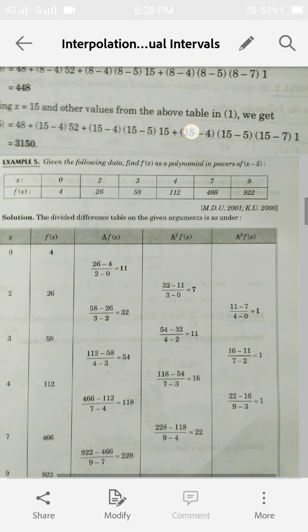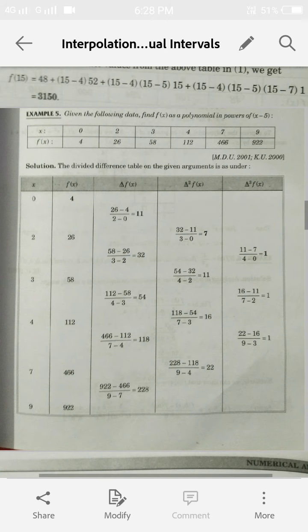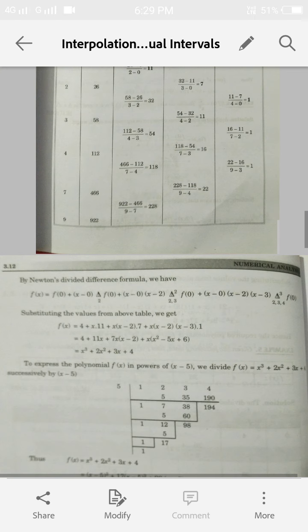Now look at another example. Here we are to find f(x) as a polynomial, but in powers of x minus 5. Here the values of x are 0, 2, 3, 4, 7 and 9, and their corresponding function values are 4, 26, 58, 112, 466, 922. First we construct the divided difference table in the same way as we have seen in the previous example. Here we use Newton's divided difference formula.